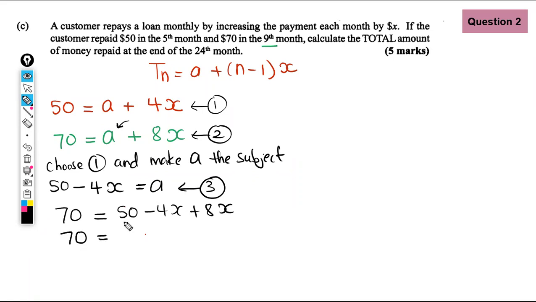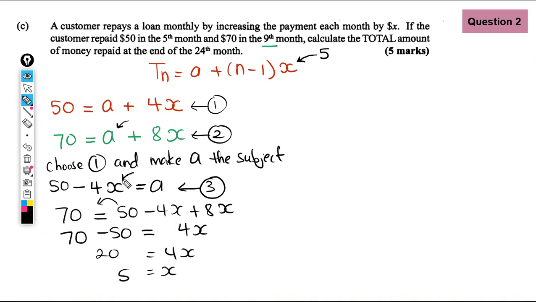All right. Throw all the x's on one side, everyone else on the other side. You'll get minus 50. Minus 4x plus 8x is positive 4x. So 4x is equal to 20. X is equal to 5. Right, so the common difference, we know it's 5. Now we still have to find A, but that's going to be super easy.